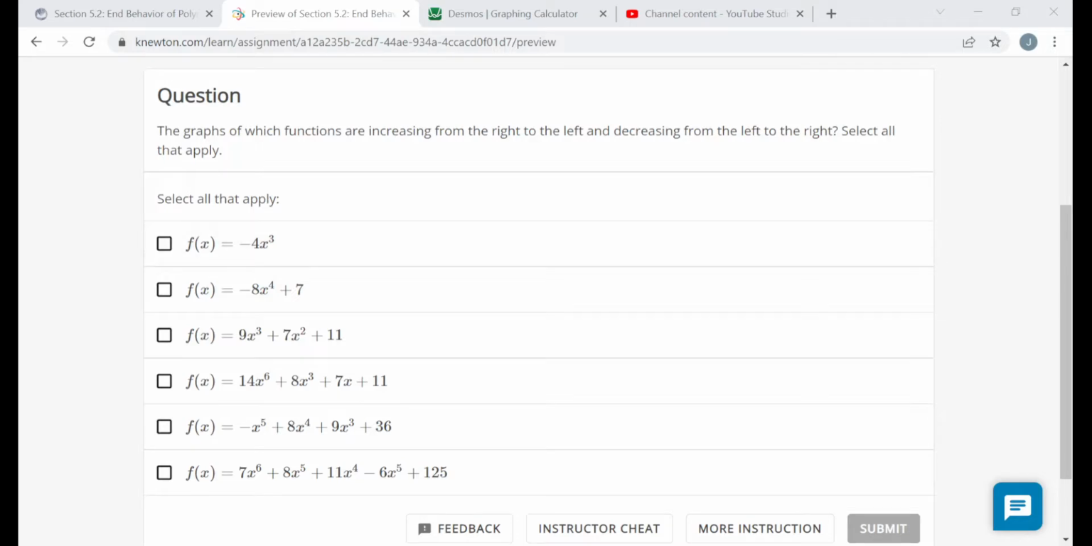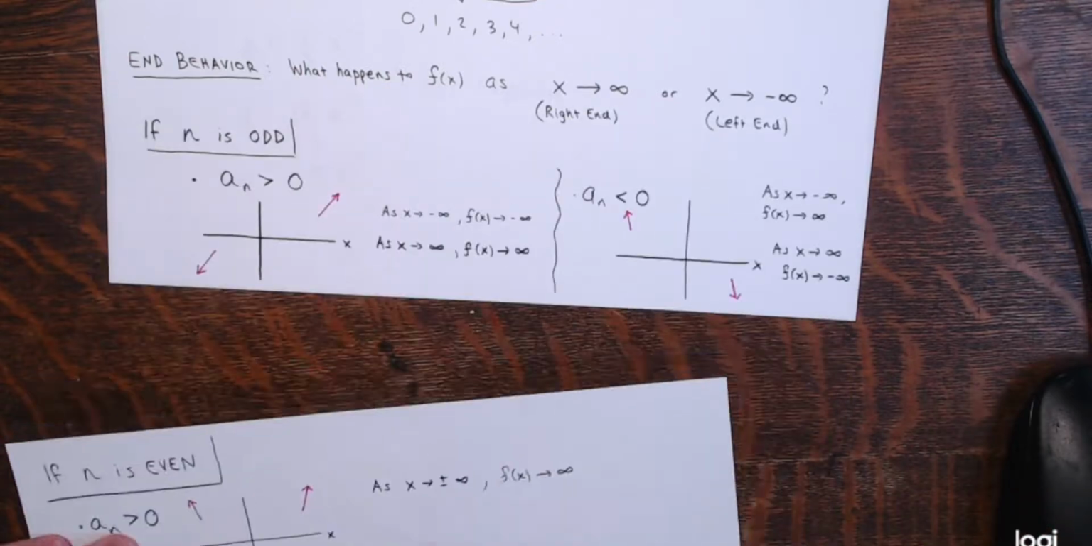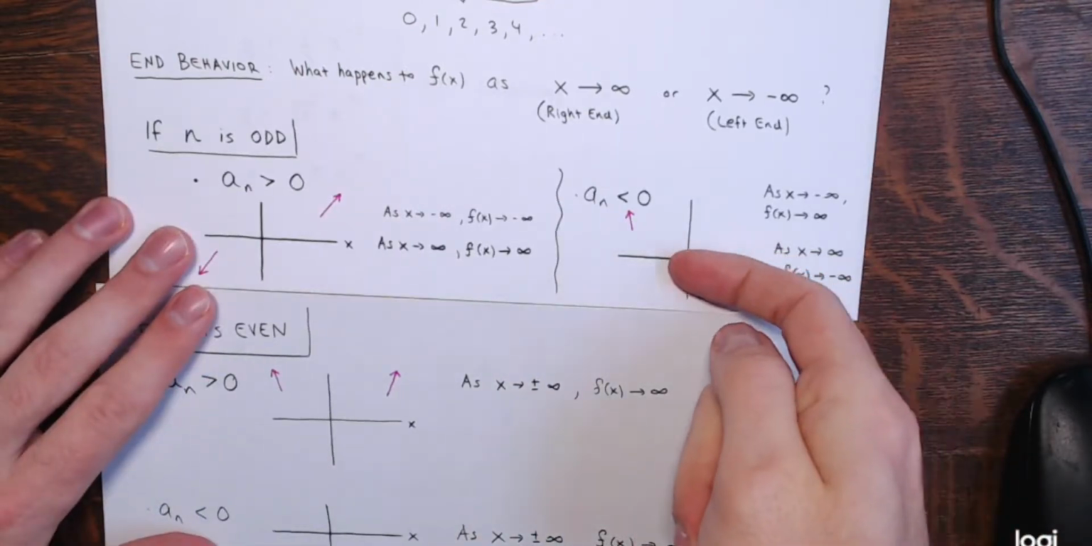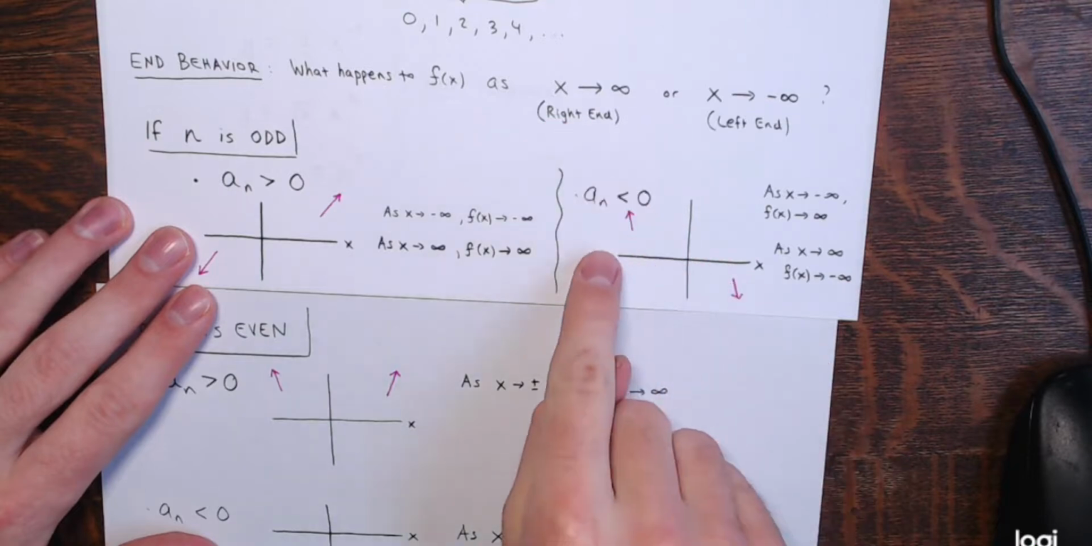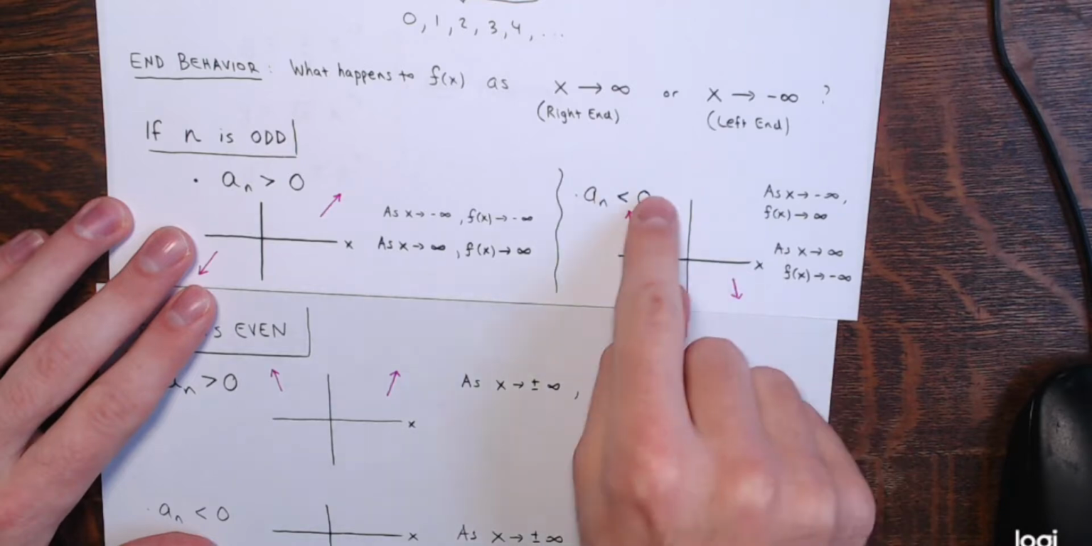So here, the graphs of which functions are increasing from the right to left and decreasing from left to right. So from right to left, going up. If you go from left to right, that's going down. So they're talking about this here. That'd be like this here. If I go right to left, graph's going up. If I go left to right, the graph's going down, right, decreasing.